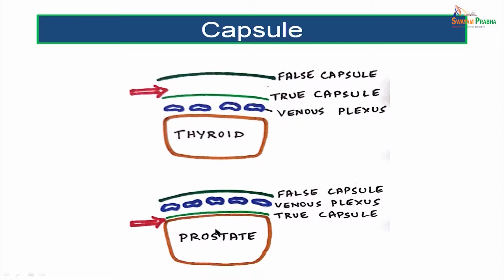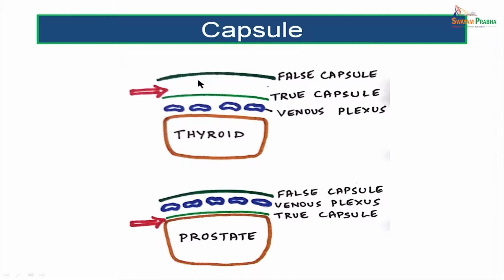So, in the case of the prostate, you leave behind both the capsules with the venous plexus in the body, and remove only the prostate. Whereas, in the case of the thyroid, you remove the thyroid along with its true capsule and the venous plexus, leaving behind only the false capsule. So, that is the difference.